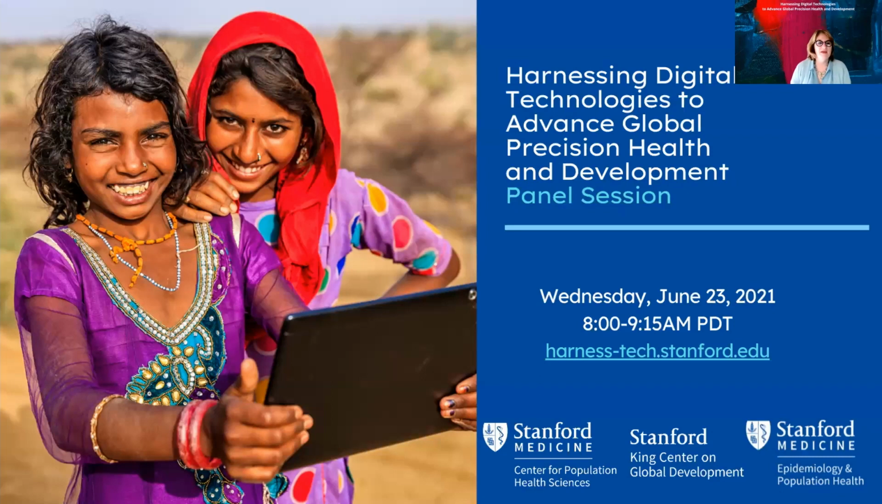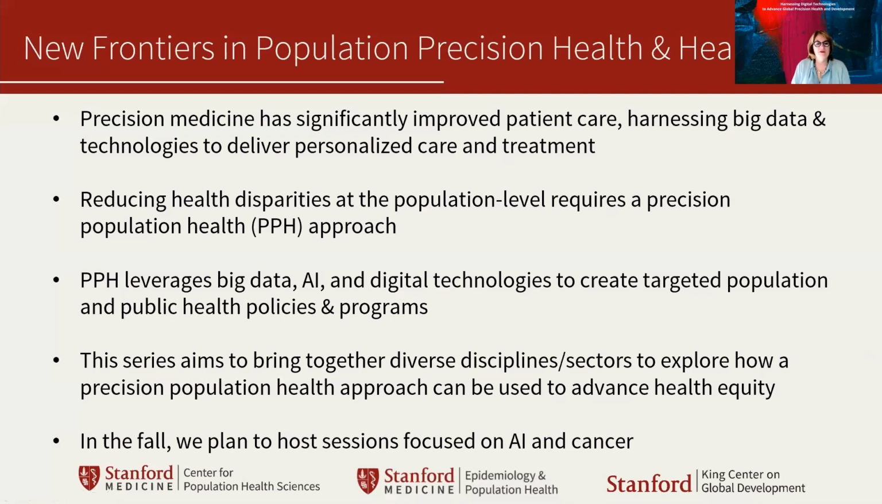Good morning and welcome to the second session in our Frontiers in Precision Population Health and Health Equity. Our inaugural session focused on how we could use a precision population health approach in California for studying COVID-19 in California, in the vaccination campaign. In the fall, we plan to host sessions focused on AI and cancer.